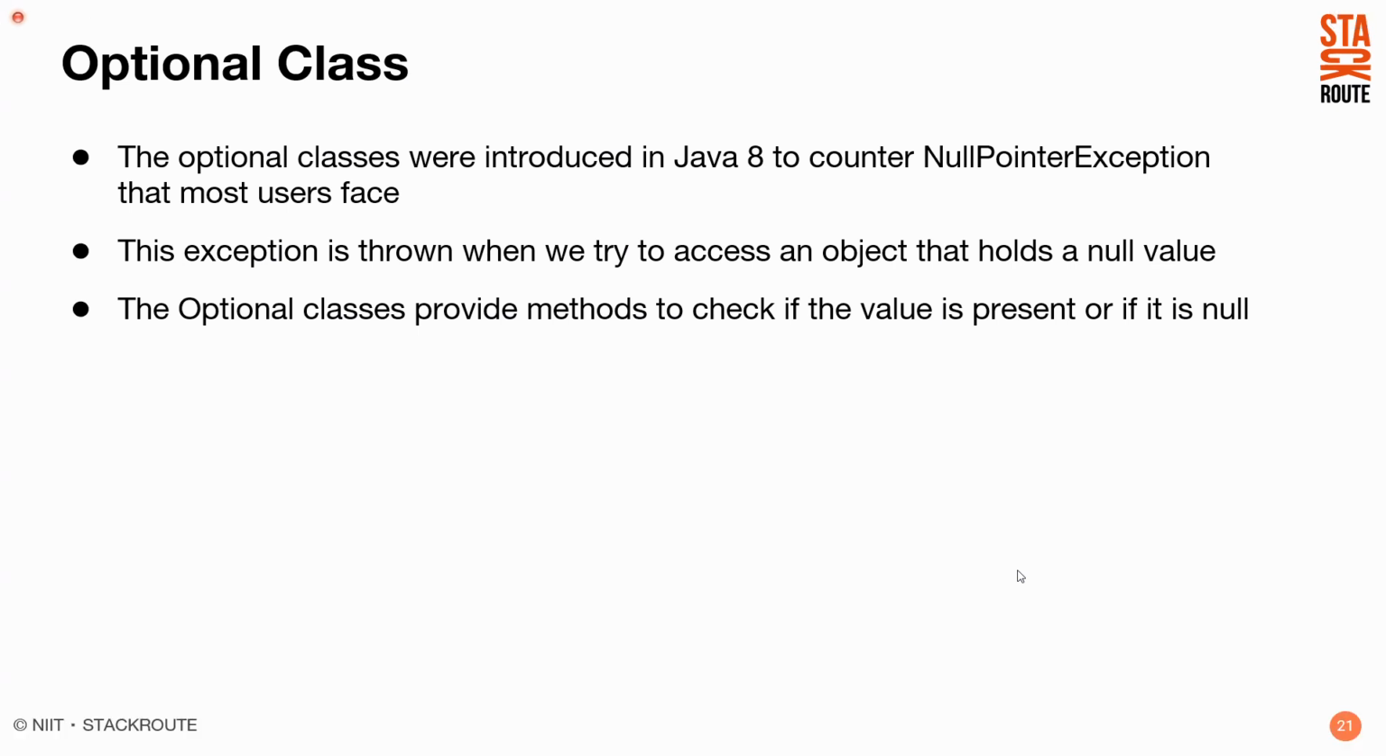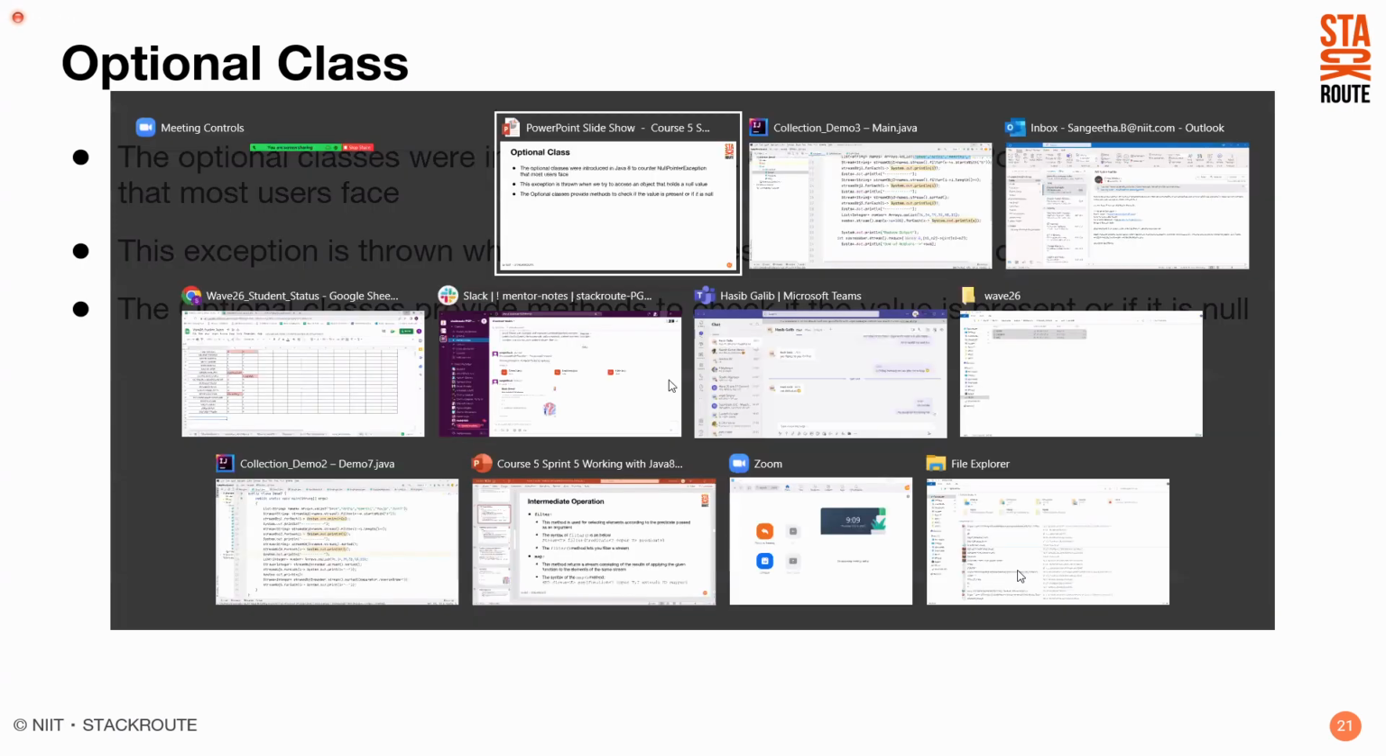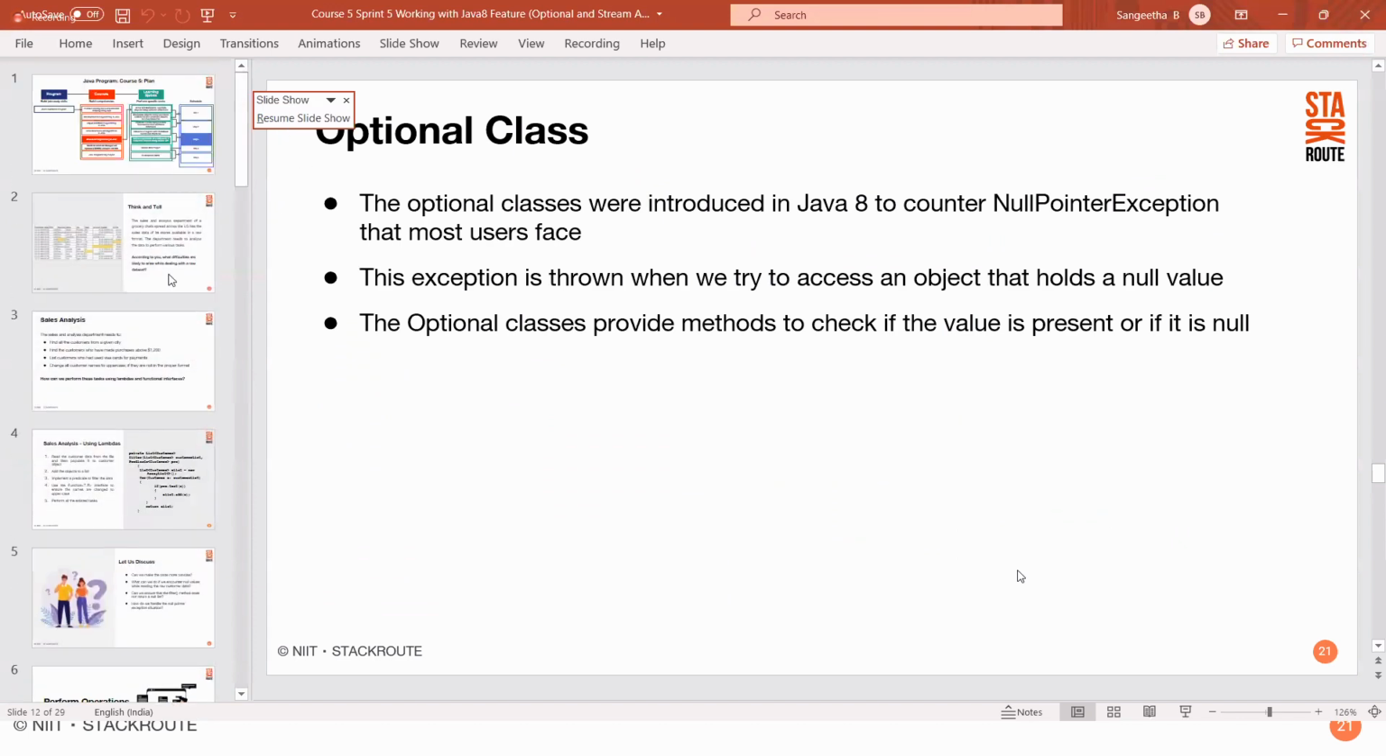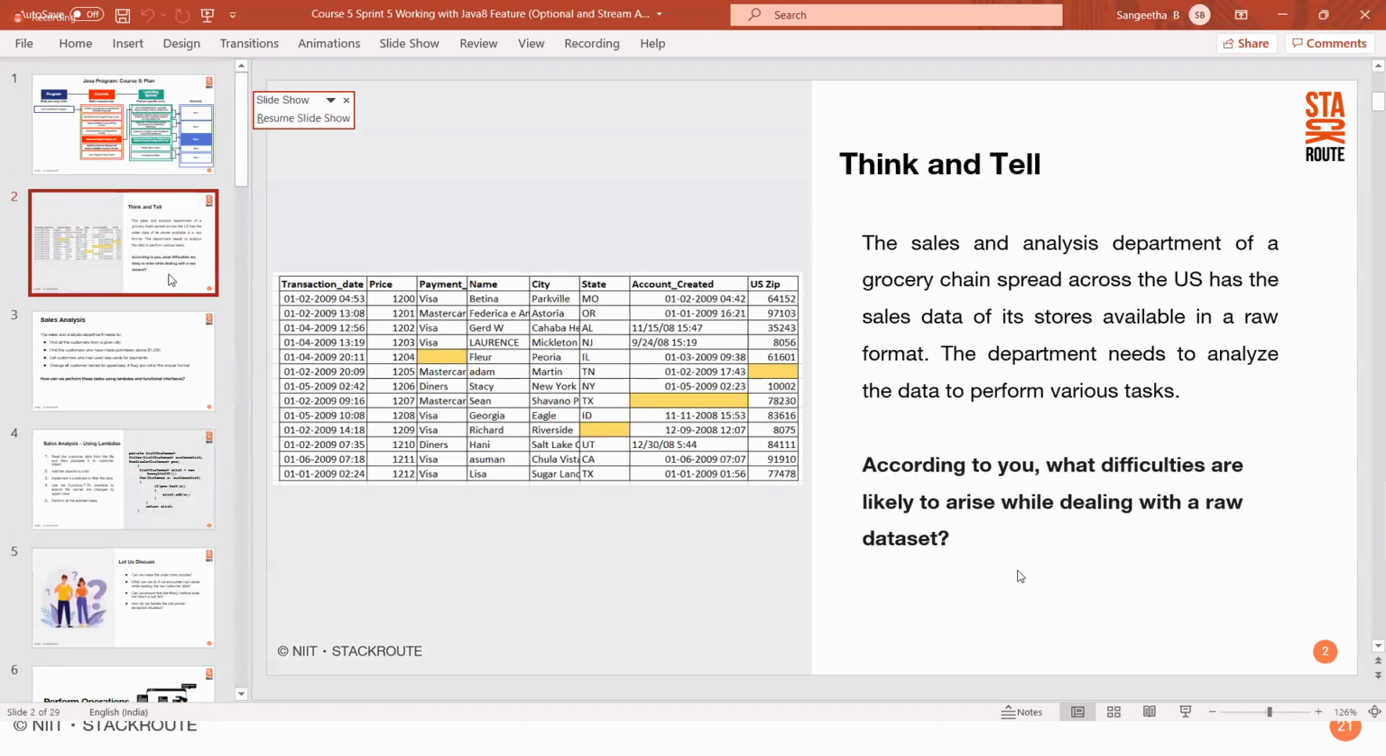Optional class. You remember when I introduced this topic, I said two things. One is to reduce the number of lines of code. The other one is to handle null values, whenever you are dealing with a data set holding null. You remember this data set, a tabular column with null values?